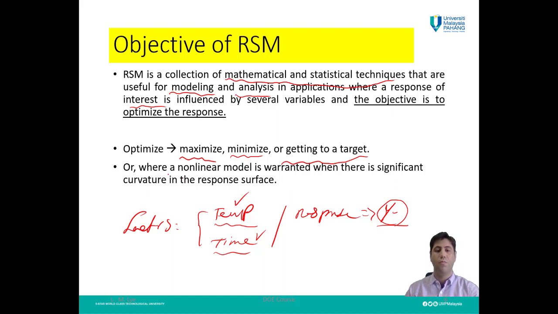And a nonlinear model is warranted when there is significant curvature in the response surface. We will see what we mean by this nonlinear model, which we have in RSM. If you remember, in regression, we usually use a linear model to find correlation between the response and factors, but here we'll also have a nonlinear model.